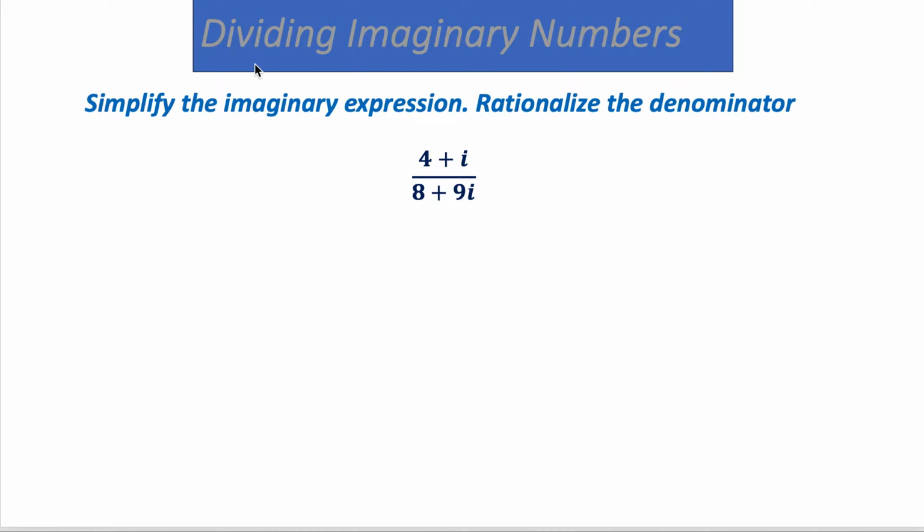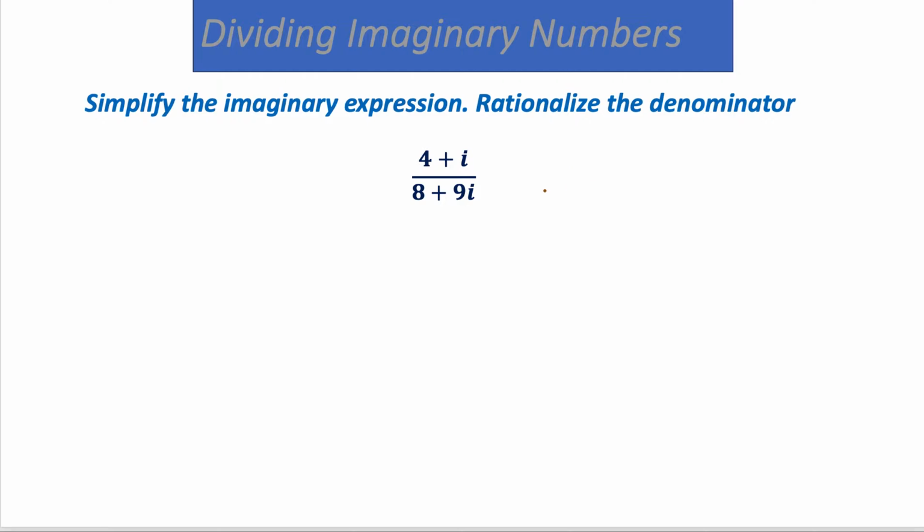First, simplify the imaginary expression, rationalize the denominator. But first of all, let me take a pen here. And so we have (4 + 9i) divided by (8 + 9i).